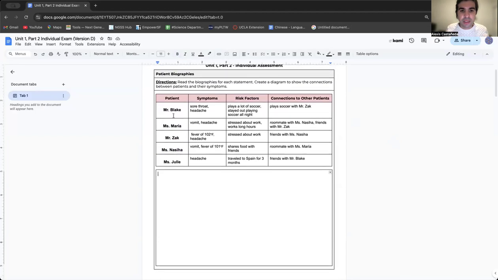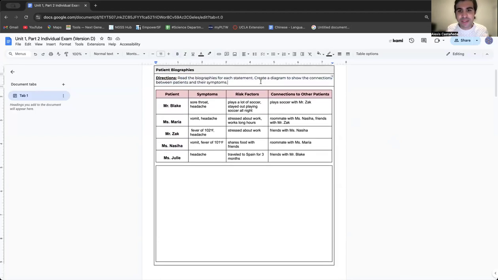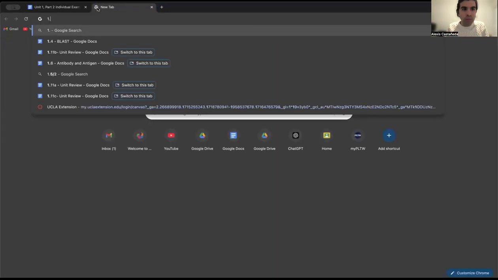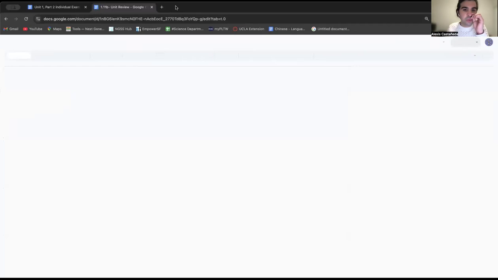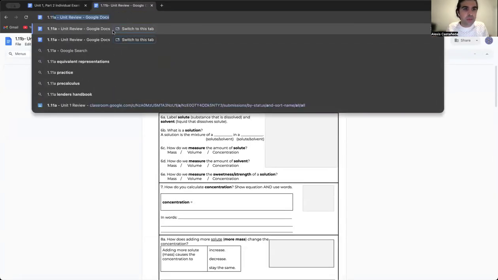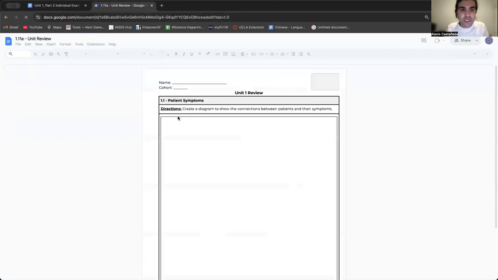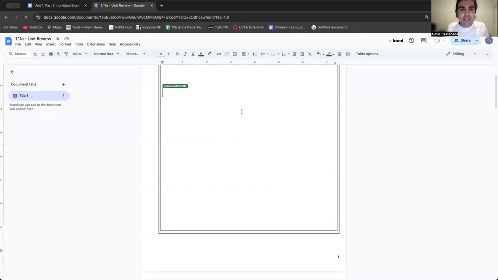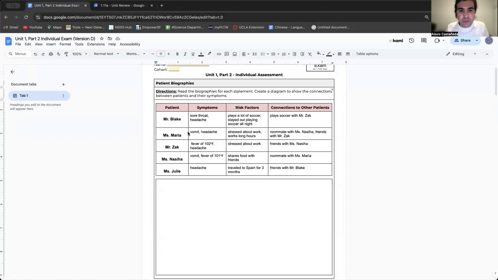So the directions here say to read the biographies for each statement, create a diagram to show the connections between patients and their symptoms. So if you go back to 1.11a in your unit review, we actually did this already. Oh, this is 1.11b, 1.11a, unit review. We actually did this together when we were looking at a diagram between patients and their symptoms for the patients that we had, Sue, Jill, Wanda, Maggie, etc. You're going to do the same thing here.